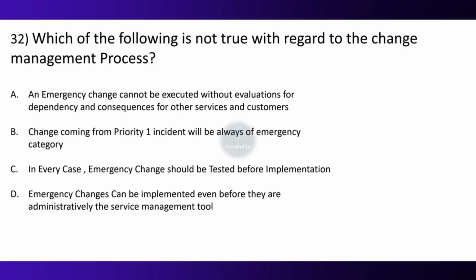Question 32. Which of the following is not true with regards to the change management process? Option A, an emergency change cannot be executed without evaluation for dependency and consequences for other service and customers. Option B, change coming from priority 1 incident will be always of emergency category. Option C, in every case, emergency change should be tested before implementation. Option D, emergency changes can be implemented even before they are administratively recorded in the service management tool. And the correct option is D.